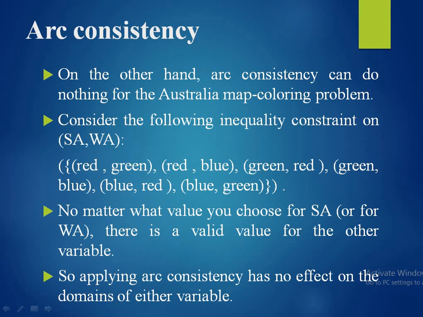On the other hand, arc consistency can do nothing for the Australia map coloring problem. Consider the following inequality constraint on SA, WA: (red, green), (red, blue), (green, red), (green, blue), (blue, red), (blue, green). No matter what value you choose for SA or for WA, there is a valid value for the other variable. So, applying arc consistency has no effect on the domains of either variable.